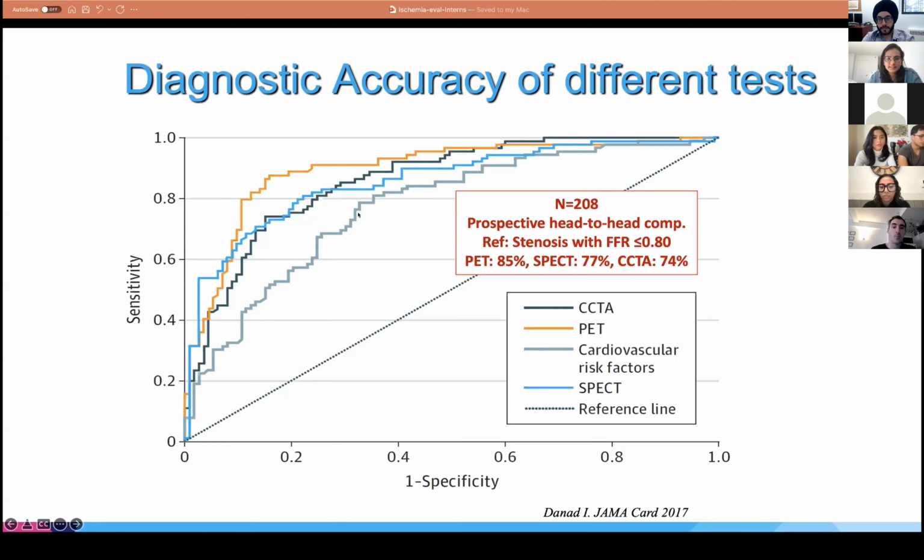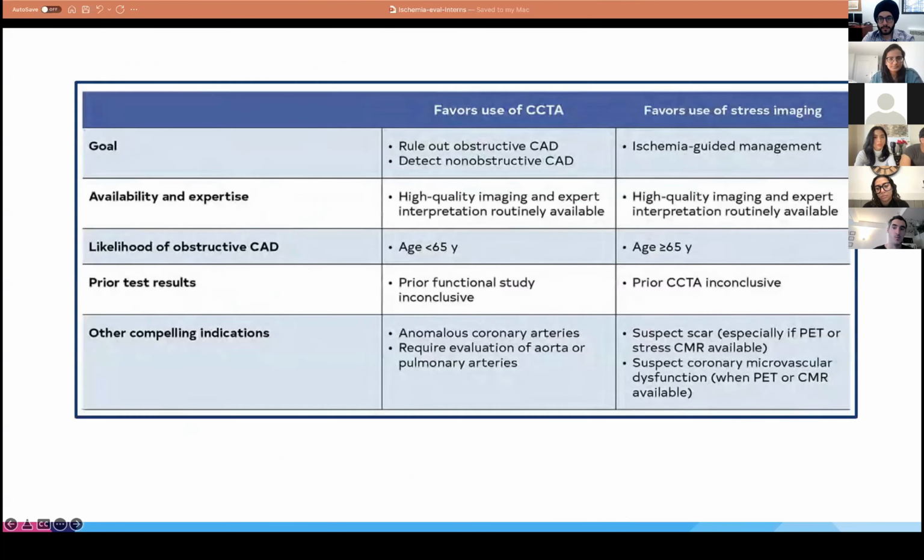over just clinical risk factors alone, which is this light gray line, all three tests performed well. The best diagnostic accuracy was seen in patients who underwent a PET nuclear test, followed by SPECT and coronary CTA, where the accuracy was about 74%.